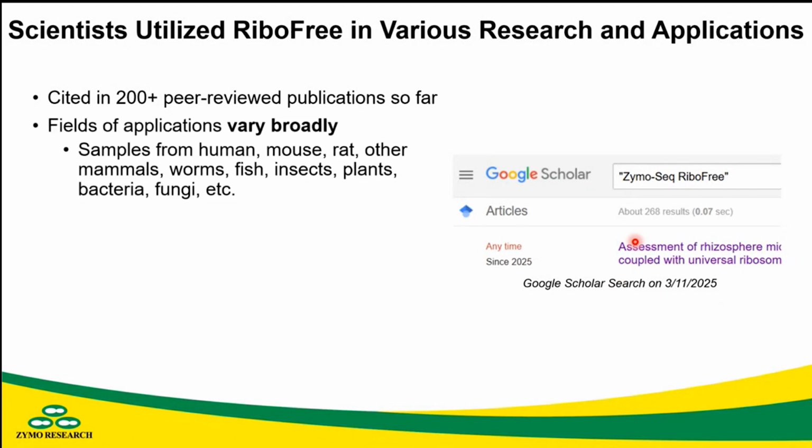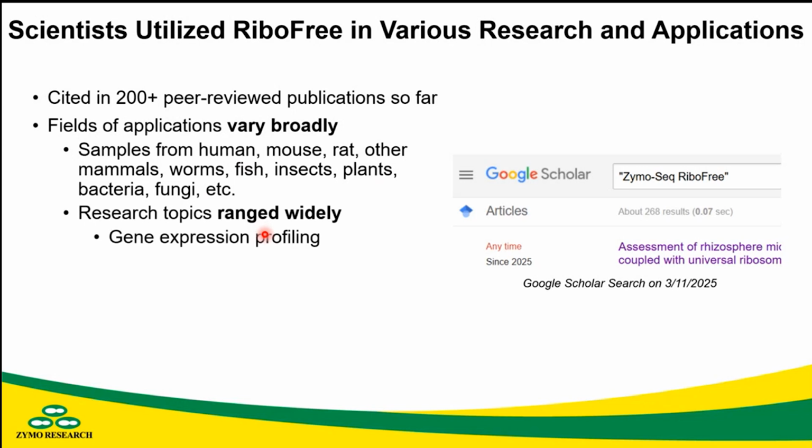And when I look at the field of applications, it was so exciting to see that probably only the imagination is the limit for scientists to explore. I found samples from all of these publications come from human, mouse, rat, which is not surprising because they're likely still the most studied species. But I've seen other mammals, worms, fish, insects, plants, and of course, bacteria and fungi in those studies that have been published. And then the research topics also ranged widely.